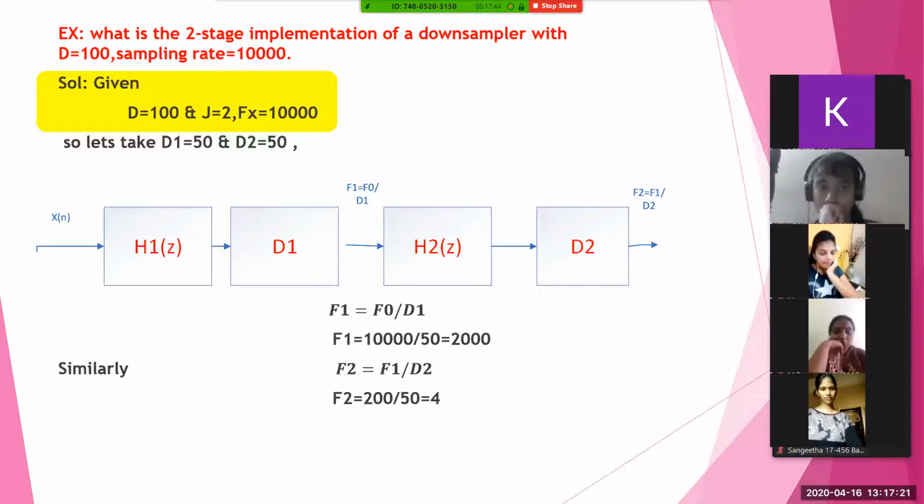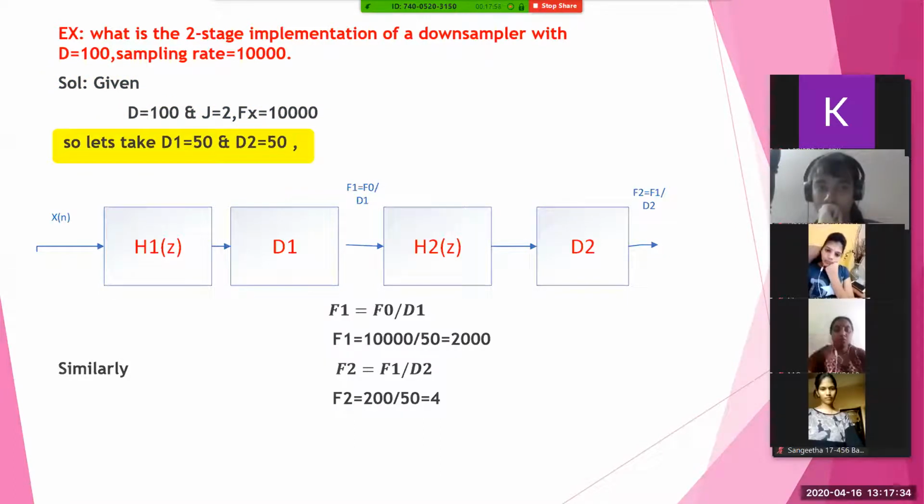You are asked to divide it into 2 stages, and here Fx is our initial sampling rate, which is given as 10,000 hertz. Now here, I'm dividing into 2 parts. It should have been 2 into 50. Just notice that D1 should have been 2, D2 you can take as 50. So 2 into 50 will turn out to be 100.